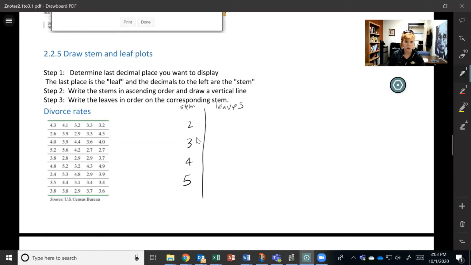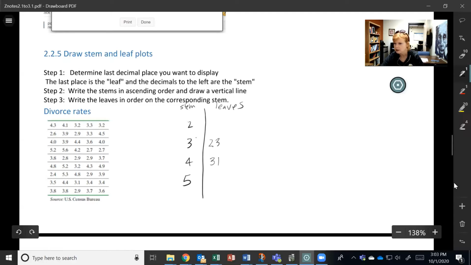So for this 4.3, my first leaf is going to be a 3. So when I see this 4 on the left side and this 3 on the right side, I know that represents the divorce rate of 4.3 out of 1,000. The next one is 4.1, so I'm going to make a leaf like this. The next one's 3.2 and then 3.3. And I'm going to pause my video and finish putting in all of these.